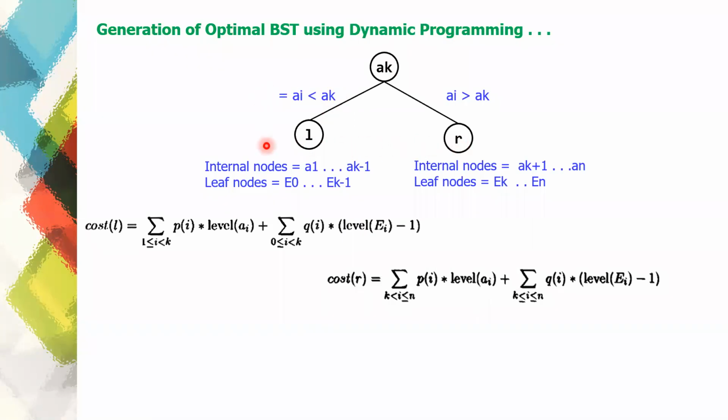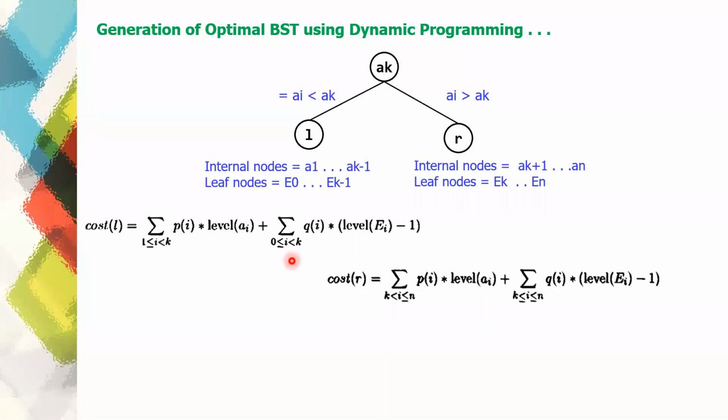Now, how do I calculate the cost of the left subtree? And how do I calculate the cost of the right subtree? And these are the formulae. The same formula as I have discussed, but the left subtree contains only values from 1 to k minus 1. So this summation of values only is going to change. The remaining formula will be entirely the same. What are all the internal nodes? The internal nodes are from A1 to k minus 1. So that part only will change.